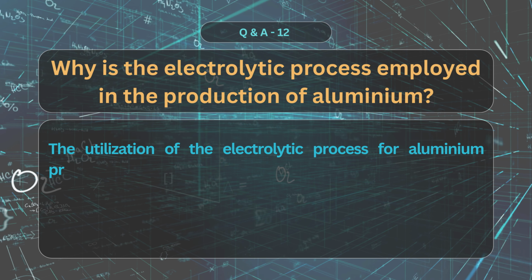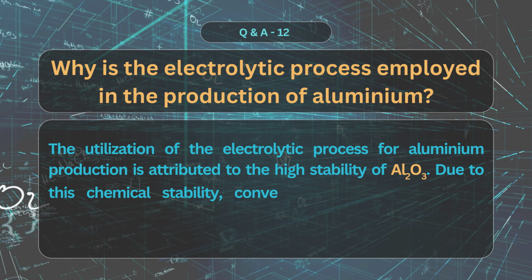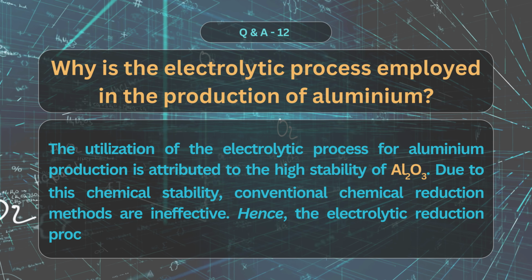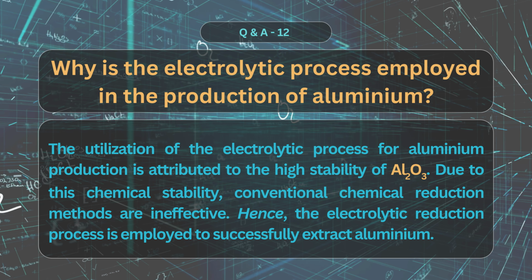Why must we use electrolysis for aluminium? Simply put, its oxide is way too stable. This is a high weightage question in AP Chemistry.